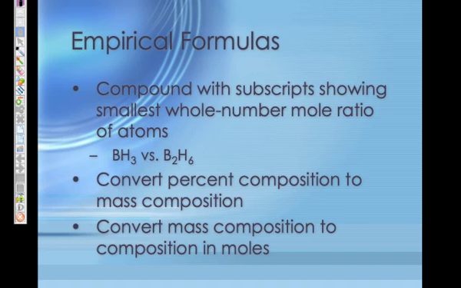Okay, so empirical formulas. Empirical formulas are just formulas where all the subscripts are reduced down to their lowest possible value. So if they're all even, you divide everything by 2 and you get down to the lowest possible ratio. When we wrote out formulas, there were times we reduced everything down. Instead of having Mg2O2, we'd write MgO. That would be an example of an empirical formula.